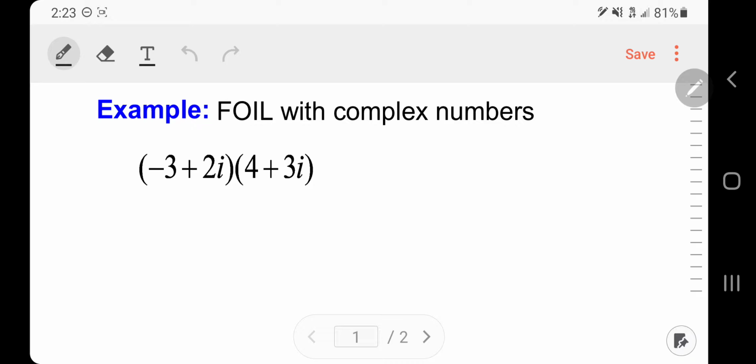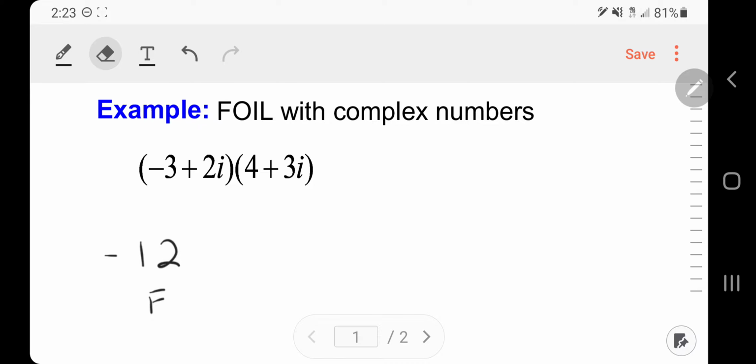Okay, so the FOIL method we know stands for first, outer, inner, last, as I've mentioned in one of my prior videos. First meaning I would multiply my first term in each of our binomials together. So negative 3 times 4 is going to give me a negative 12. That represents my first term.